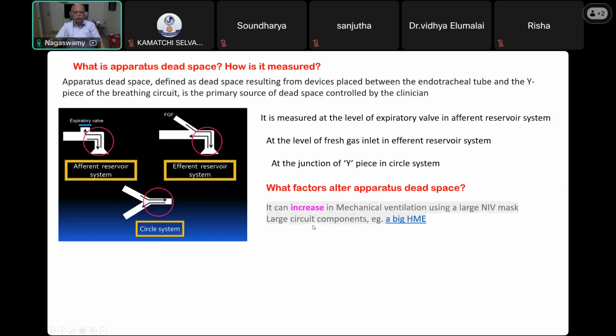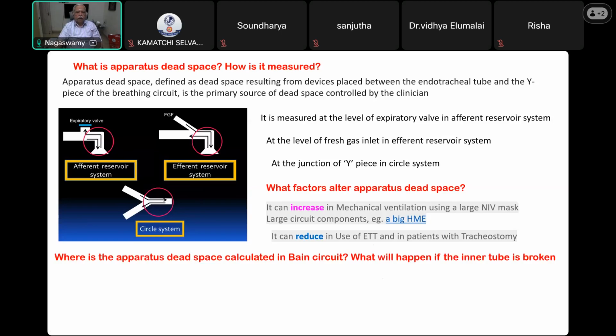And factors that alter dead space are, if you increase mechanical ventilation using a large mask, or a big HME, heat and moisture exchanger. You can reduce the dead space by using an ET tube or in a patient with tracheostomy. Tracheostomy is supposed to completely eliminate the anatomical dead space, not the apparatus dead space, because the entire upper airway is bypassed to go directly to the trachea. And apparatus dead space is calculated in the Bain circuit.